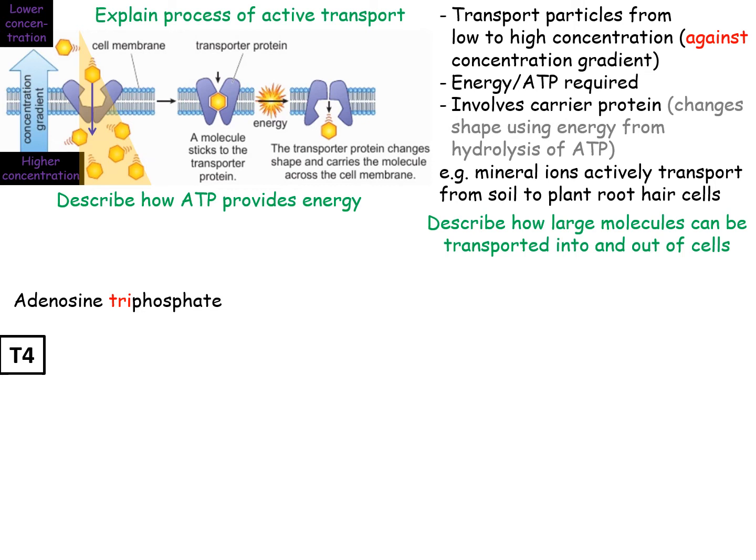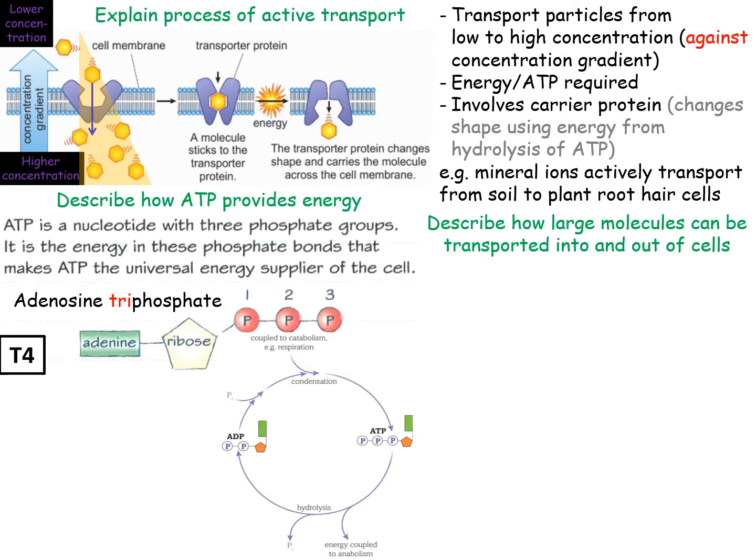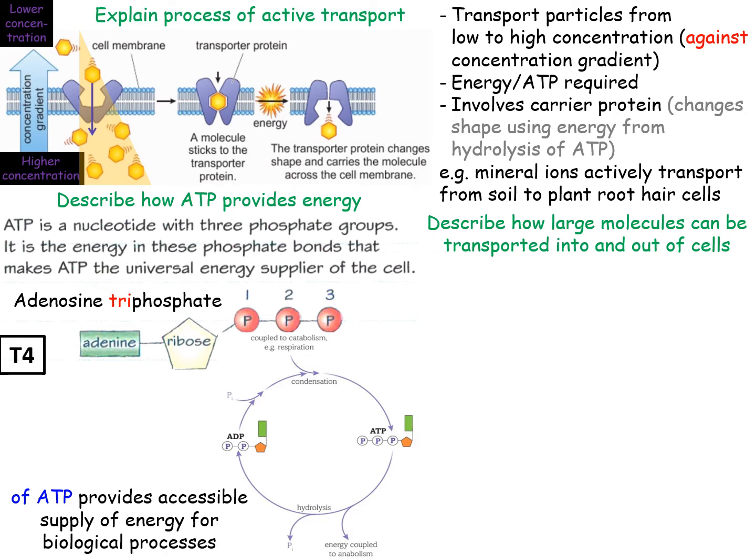Describe how ATP provides energy. ATP is short for adenosine triphosphate, and it contains an adenine nitrogenous base, a ribose sugar, and 3 phosphates. The energy in these phosphate bonds makes ATP a universal energy supplier because it provides an accessible supply of energy for biological processes such as DNA replication, protein synthesis, and also metabolic reactions that occur in the cytoplasm.